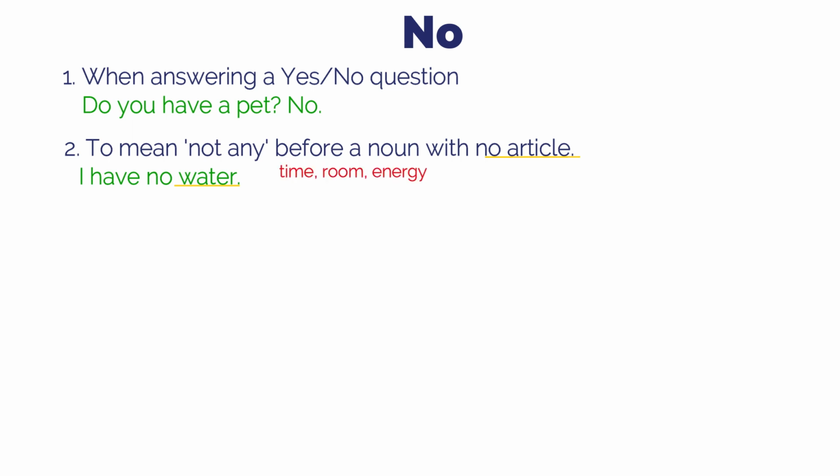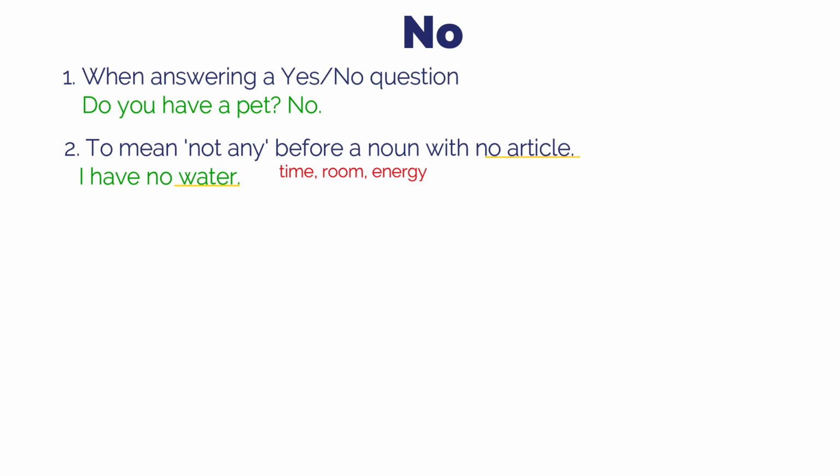Time, room, energy. There's no time. So we don't say there's no a time or there's no the time. There's no time. There's no room in the restaurant. I have no energy. If you would like to practice countable and uncountable nouns, I'll put a link up here and also at the end of the video.